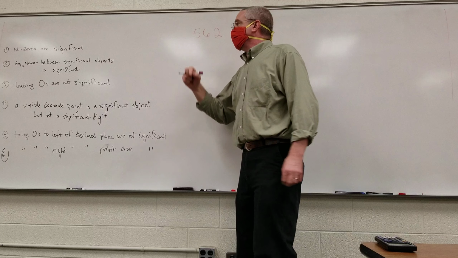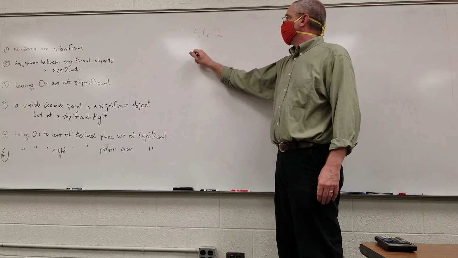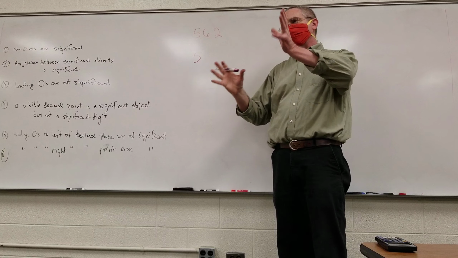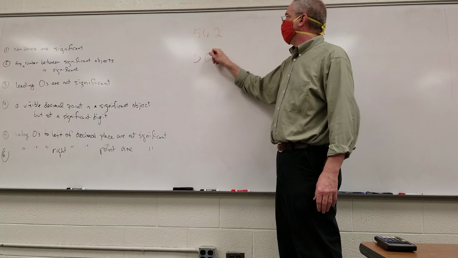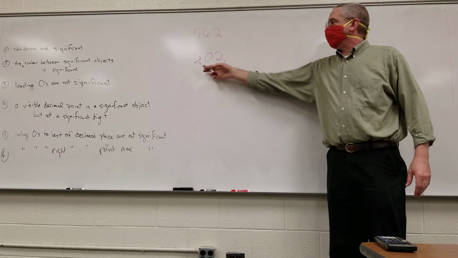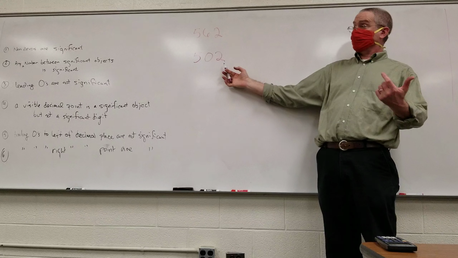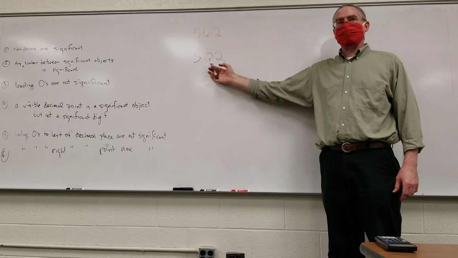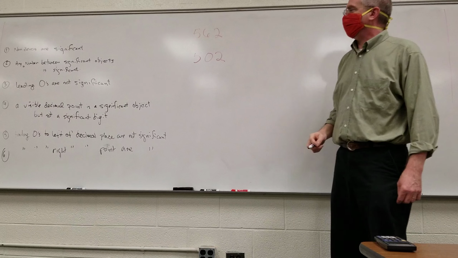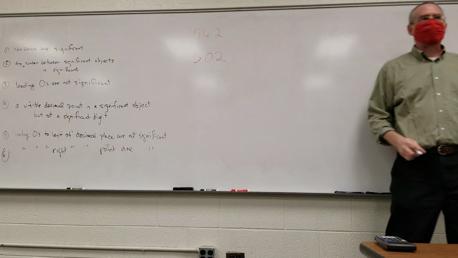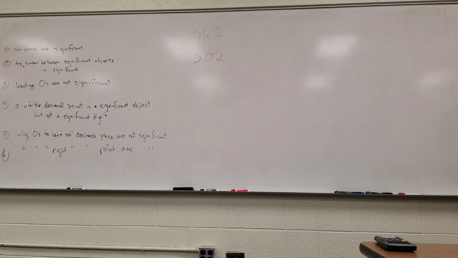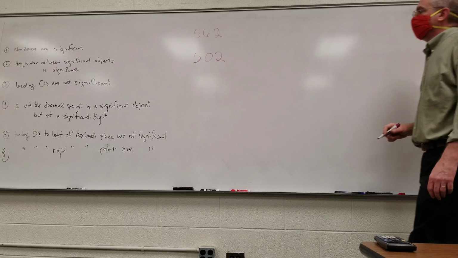Any number between significant objects is significant, because the 0 is really the tricky point there. So in 502, 5 and 2 are significant. Therefore, 0 is significant because it's between 2 significant objects. The reason I wrote objects there instead of digits is that a decimal point does have significance if you were going to write it down.